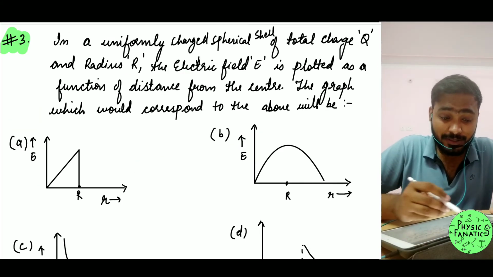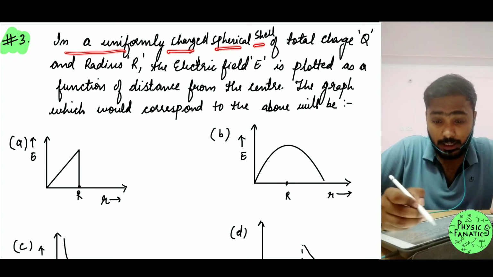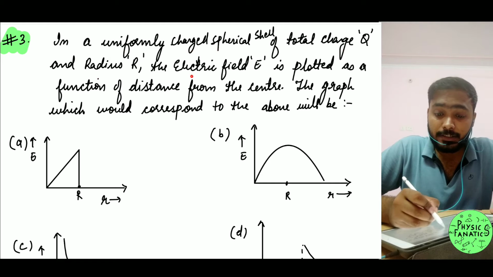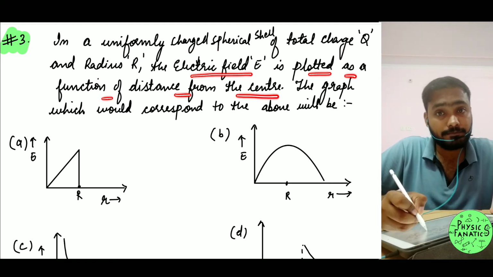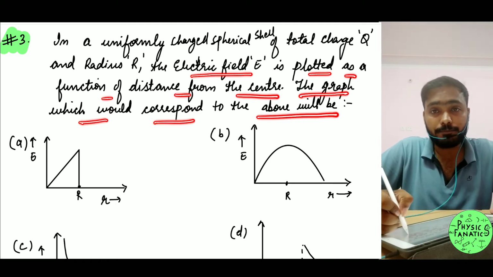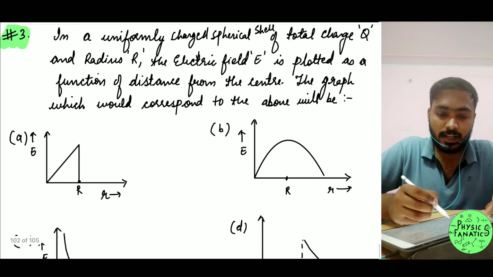Alright, so let's move on to the next question. The next question says, in a uniformly charged spherical shell of total charge q and radius r, the electric field E is plotted as a function of distance from the center. The graph which would correspond to the above will be. So you have 4 graphs here. It is actually a charged spherical shell.